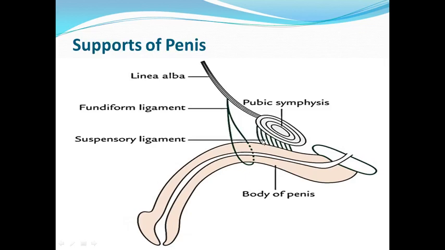So this is the suspensory ligament, which is deep to the fundiform ligament, and superficial to the suspensory ligament we have the fundiform ligament, which extends from the linea alba and splits or divides into two to hold the penis.